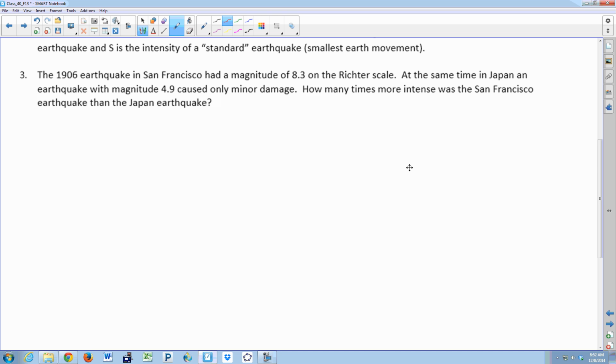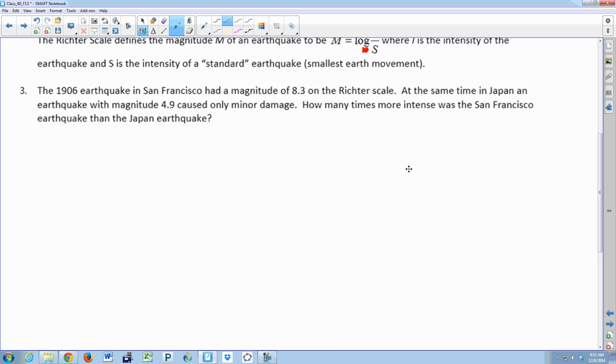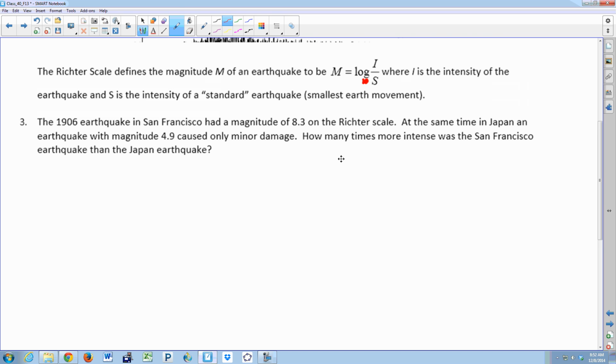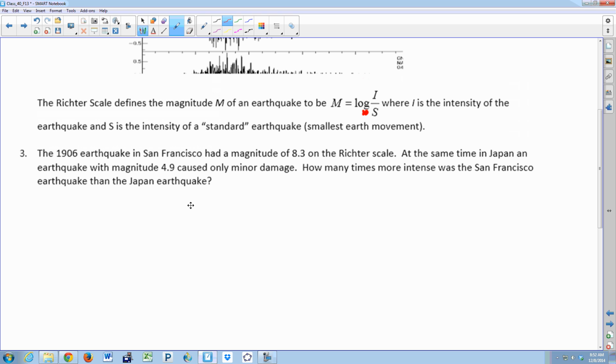I just want to give you a sense of that today before you leave. Maybe not the mathematics of how we get this answer, but what these numbers mean when you compare them. If we want to compare these two earthquakes and figure out how much more intense the one in San Francisco was compared to the one in Japan, we measure the magnitude of the San Francisco earthquake, which is equal to the log of I over S, and I'm going to put the intensity of the San Francisco earthquake right there.